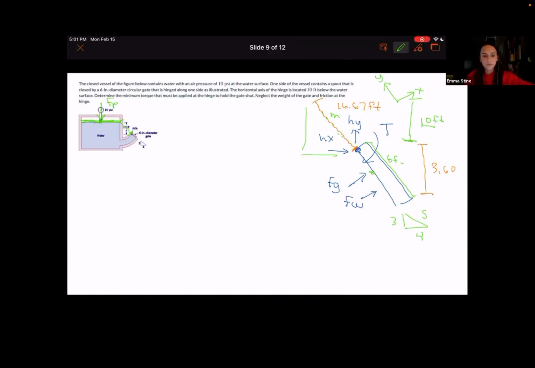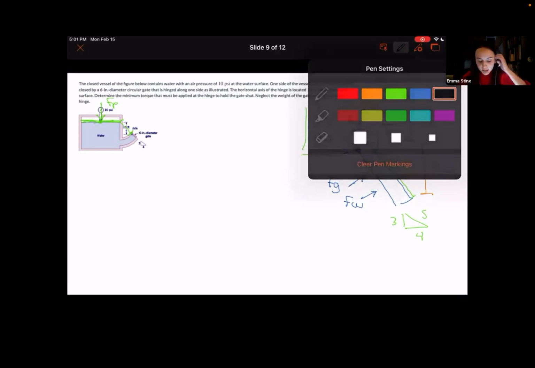Okay, so now, even though my free body diagram is super messy, we're going to look at our knowns and unknowns.